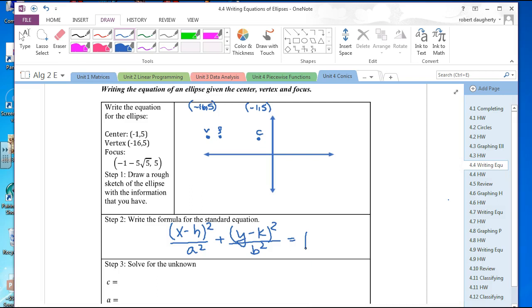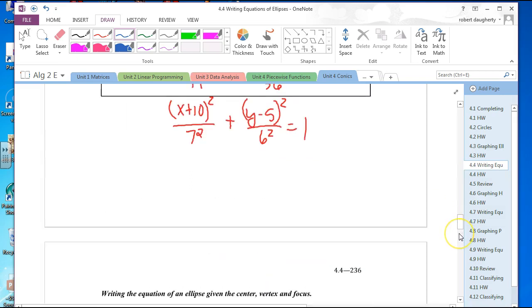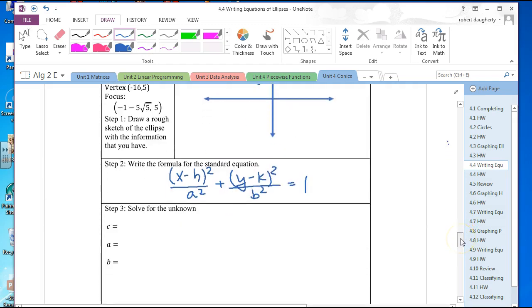Now, by definition, what is the distance from the center to the vertex? I mean, in my formula, center to vertex is going to be what? Well, no. In my formula, which variable is it going to be? A, okay? So how do you get from negative 1, 5 to negative 16, 5? How far do you have to travel? You have to travel 15 units to get there. So A is equal to what? Yeah, 15. So A is 15, okay?